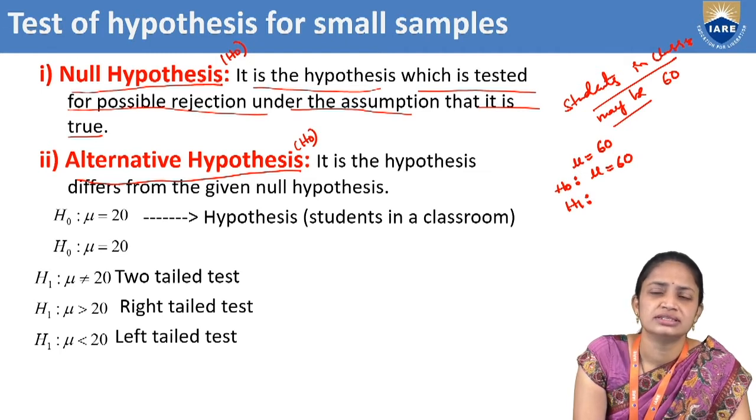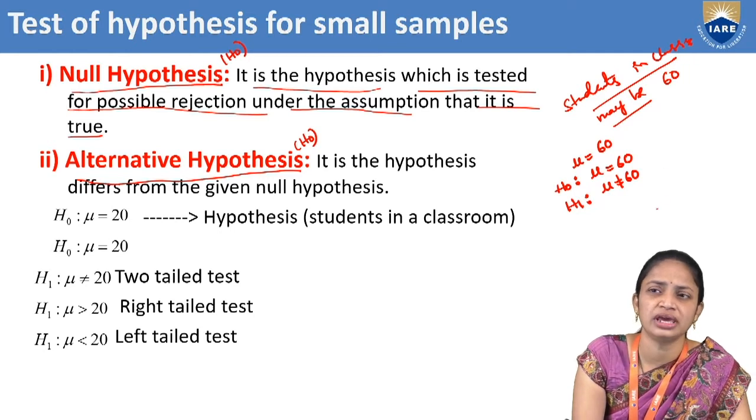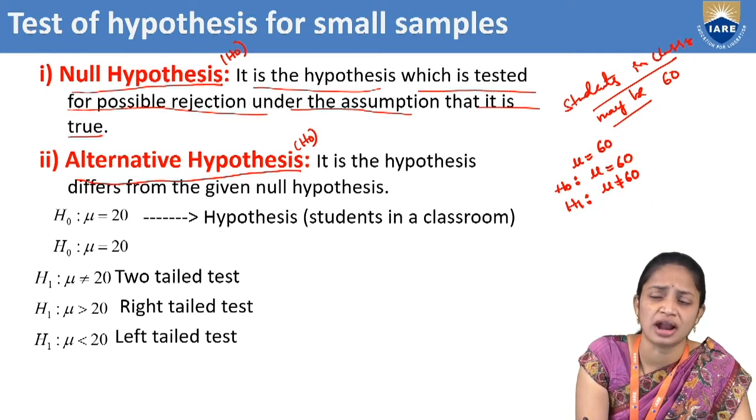That means simply we can say that the alternative hypothesis is opposite to the null hypothesis. So here H1: mu not equal to 60. That is opposite to the null hypothesis. For mu not equal to 60, we have actually the opposite of the null hypothesis, mu not equal to 60, right?